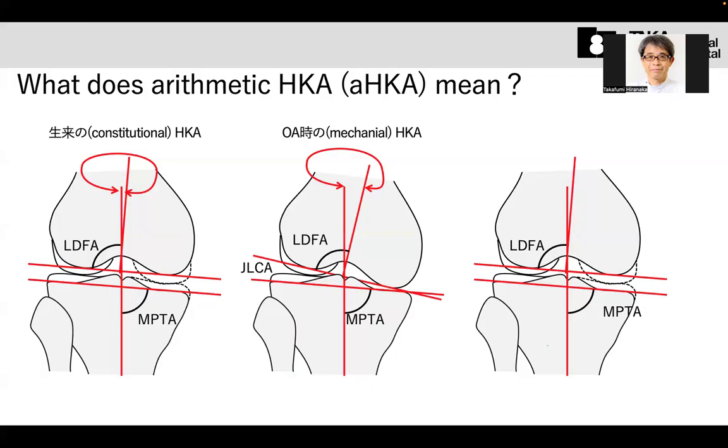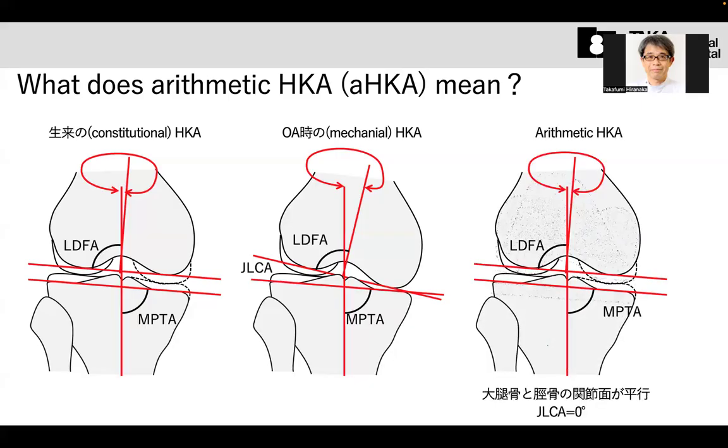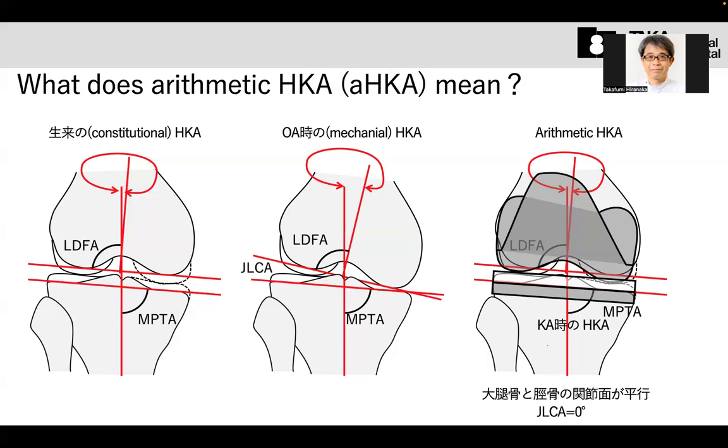Kinematic alignment TKA aims to restore the patient's native joint line. Okay, so sorry. So using arithmetic HKA, MPTA minus LDFA, we can estimate the postoperative alignment after kinematic alignment.